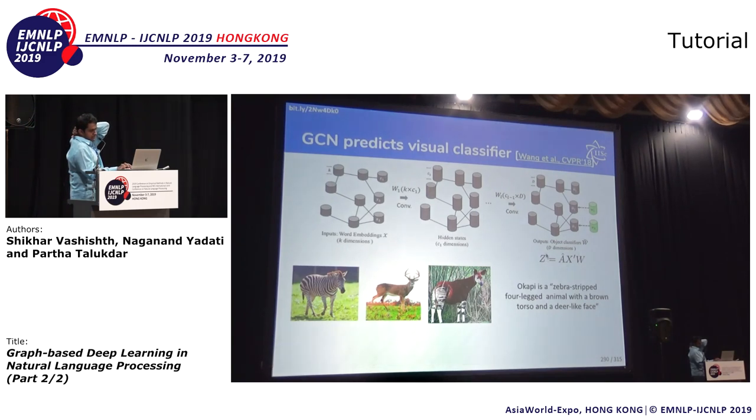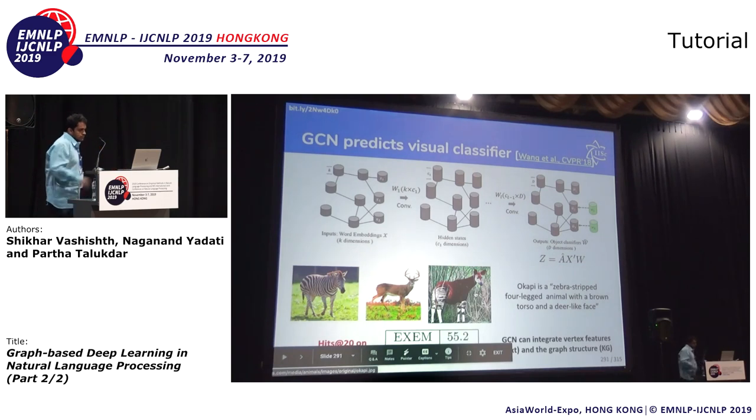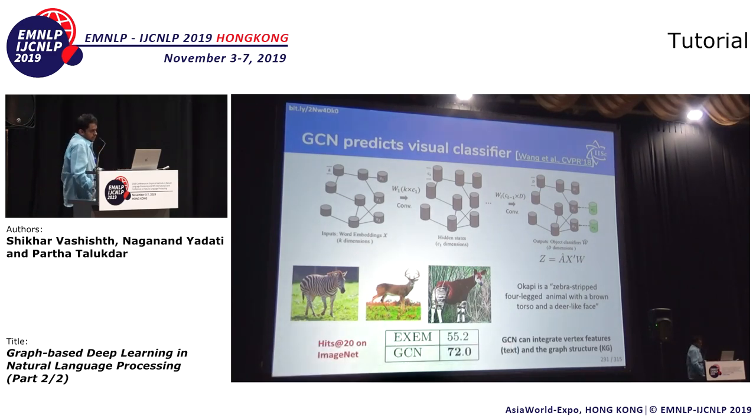What is interesting here is that this Z, the output of GCN, is actually used as weights for a convolutional neural network on this image, right? So that's the main idea. This was proposed in CVPR 18. As we can see, it outperforms significantly compared to the previous state-of-the-art technique. So the main takeaway here is that GCN can integrate both vertex features, textual descriptions in this case, and the graph structure, so the NEL knowledge graph in this case.